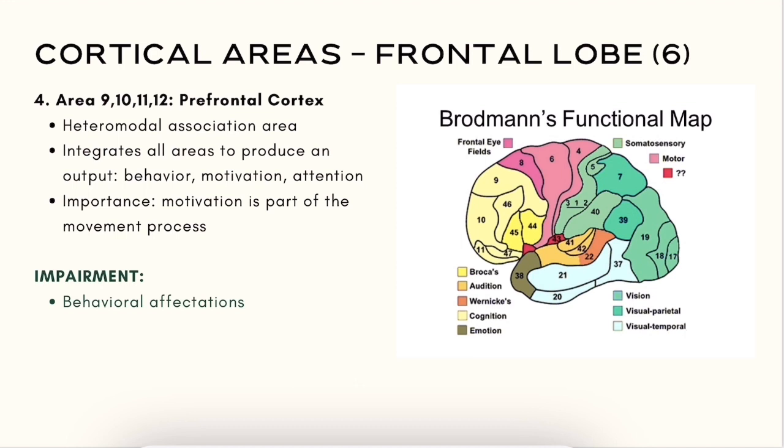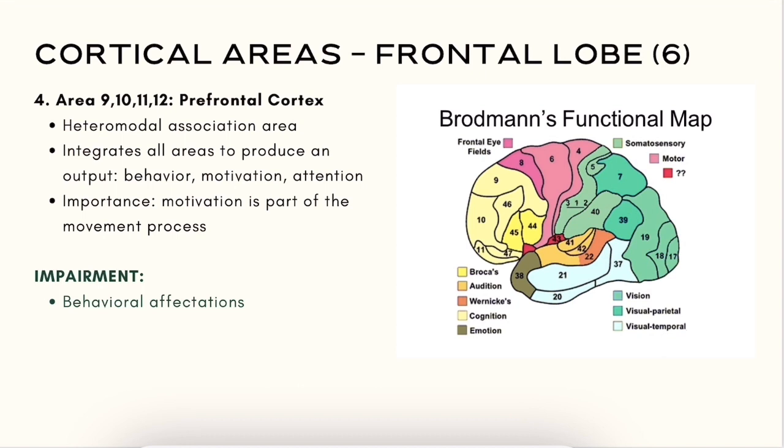Okay? Next we have area 9, 10, 11, 12. So this is the fourth Brodmann area in our frontal lobe. Again, area 9, 10, 11, 12, which is your prefrontal cortex. Now, your prefrontal cortex is a heteromodal association area. So this is in charge for your behavior, motivation, your attention, and it integrates all the areas to produce that output. Now, this is important. Why? Because in anything that you do, motivation is important. Motivation is part of the movement process, okay?